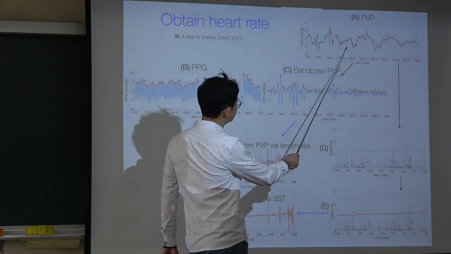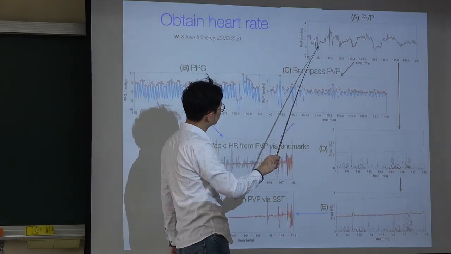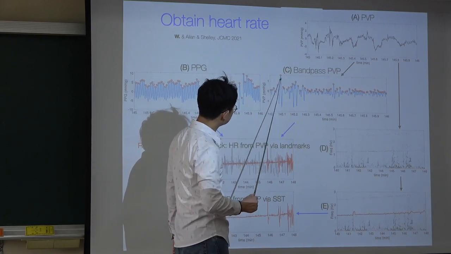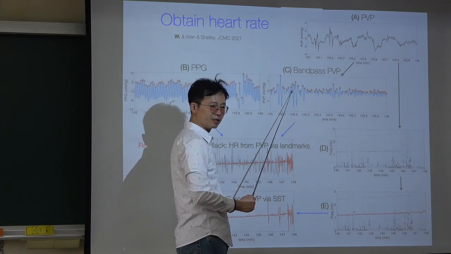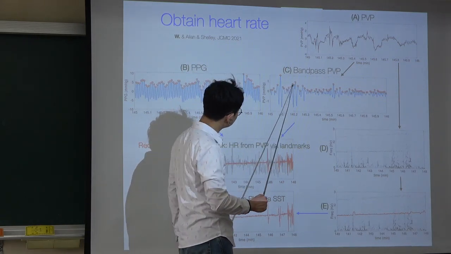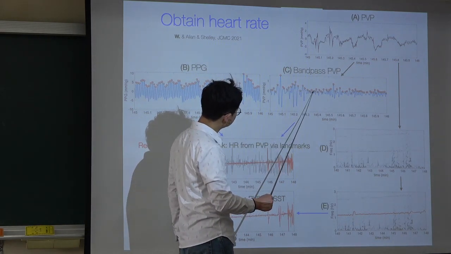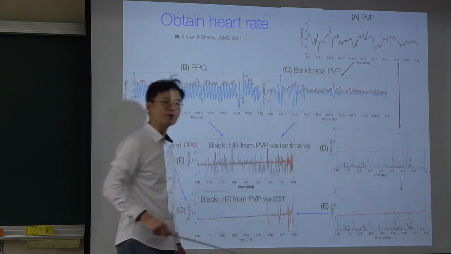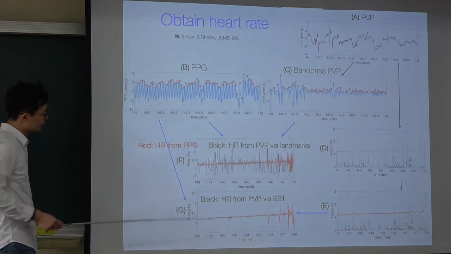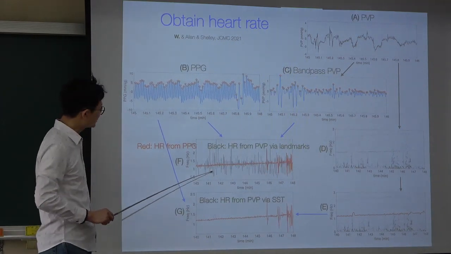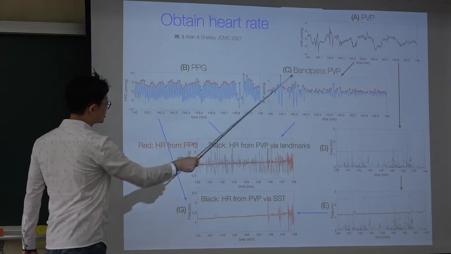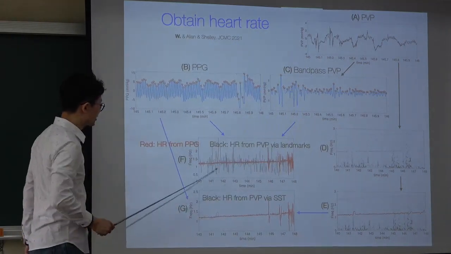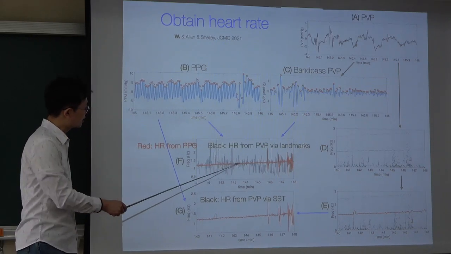But if you pay attention to the PVP signal, it is kind of crazy. Even if you apply some bandpass filter, you can see some oscillation, but the oscillation is very irregular. But we can say, hey, there's still some information, so let's take the peaks, the local maxima, and then use those local maximum points to estimate our heart rate. And the result is here. You can see that the heart rate estimated using the time domain landmarks of the PVP signal is very noisy. It's fluctuating a lot.